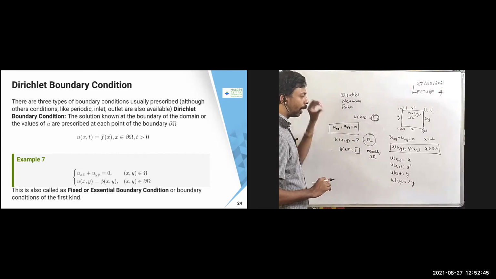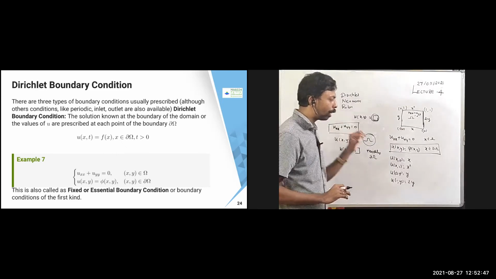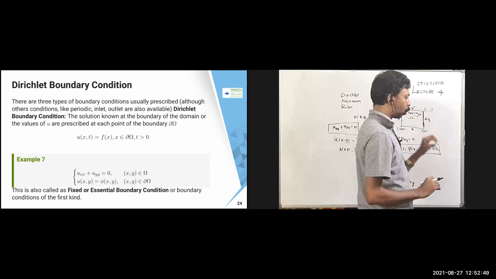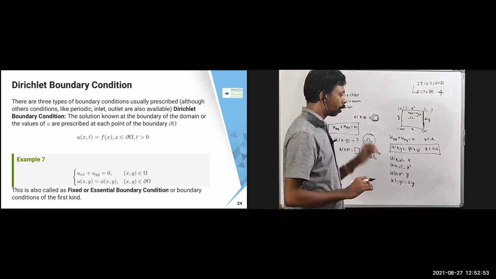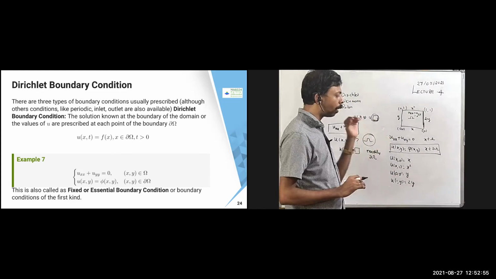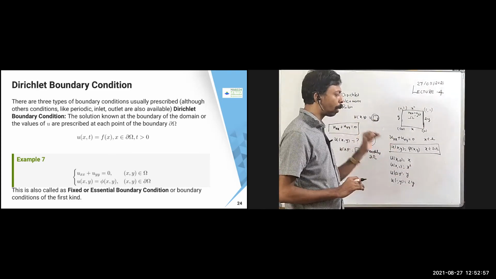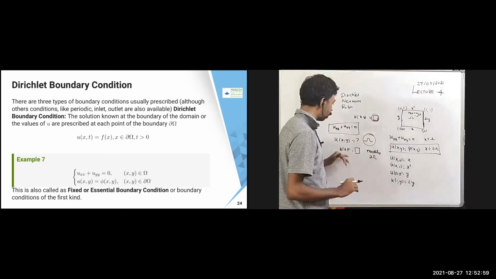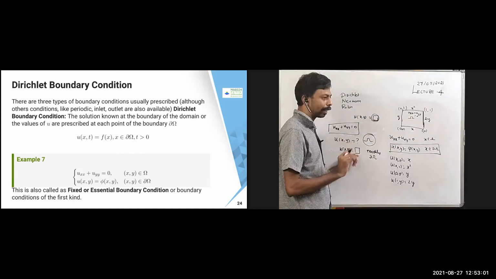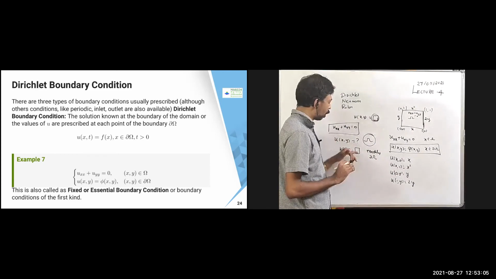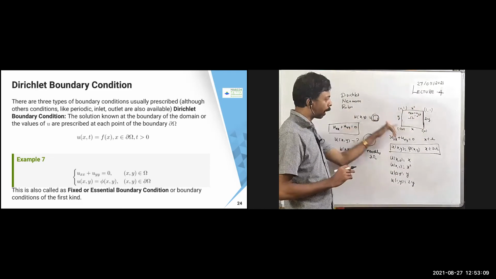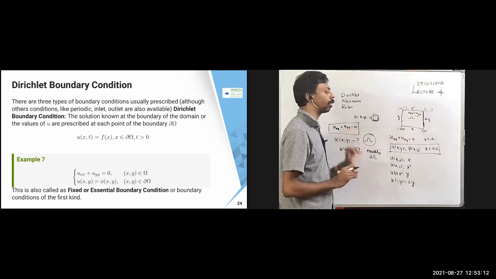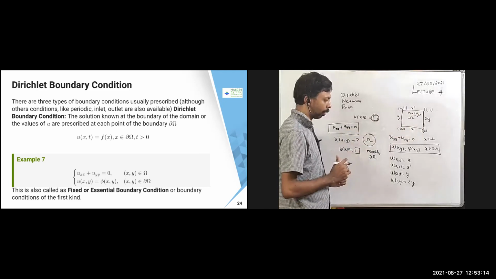Okay, that word exact is very, very important. So the value is known to you. Okay, usually prescribed, although the other conditions are available. So the solution at the boundary of the domain is known to you. The values of u are prescribed at each point of the boundary, means you know the values of that exactly, and that is called Dirichlet boundary condition. Okay, the values at the boundaries are exactly known to you. Inside you don't know, but outside, means on the boundary you know the values. So that is called Dirichlet boundary condition.